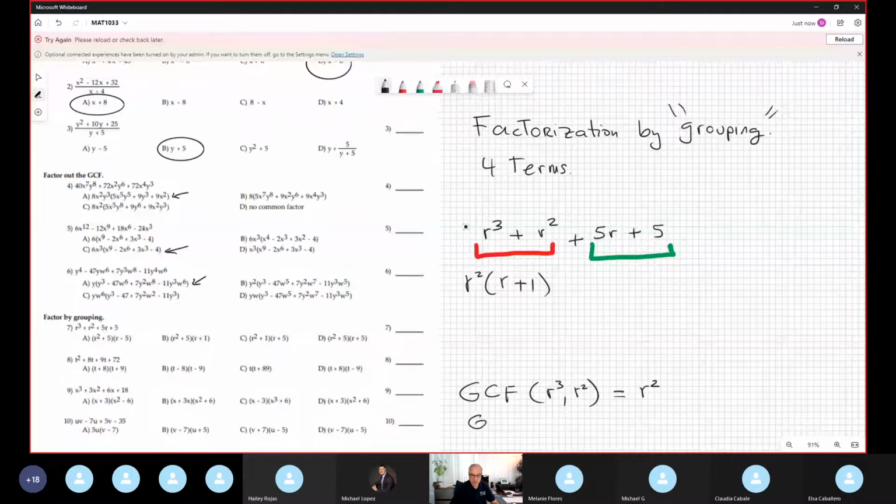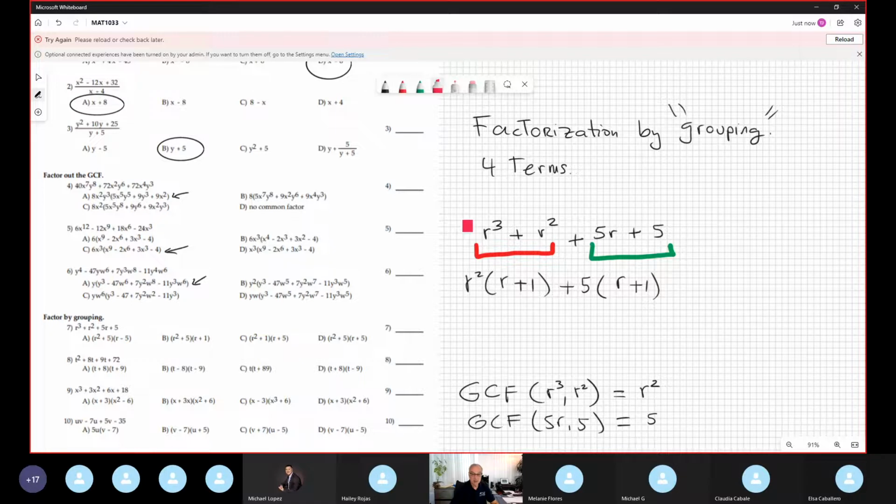Entonces, what is the GCF between 5R and 5? 5R and 5. 5. You factor out 5. Open new parenthesis, we have R plus 1. Oh, and this is the most important moment, because to be happy, I need this binomial to be equal to this binomial.